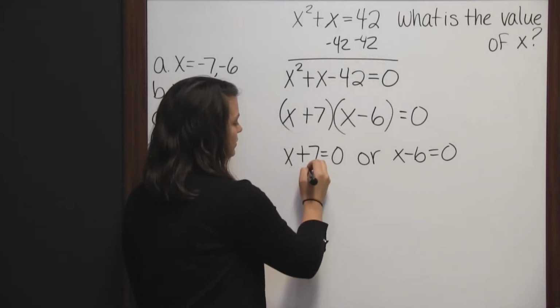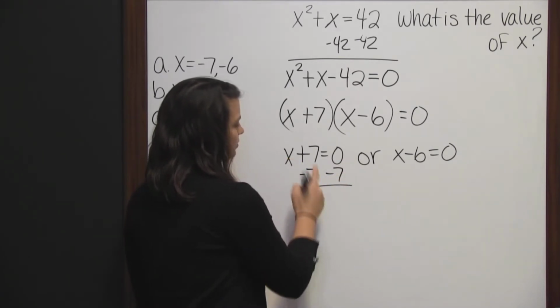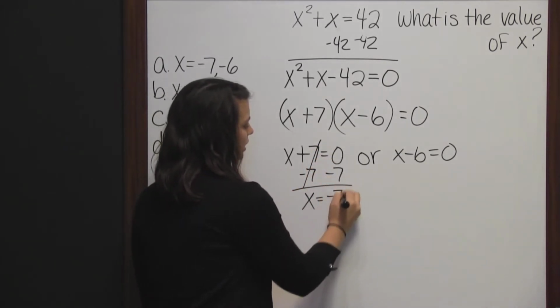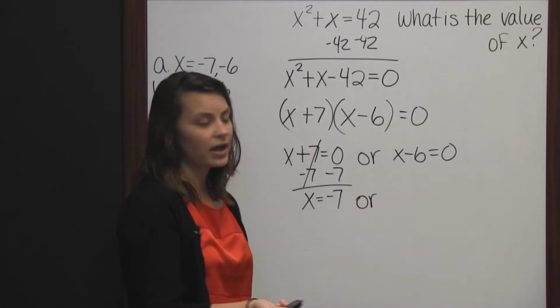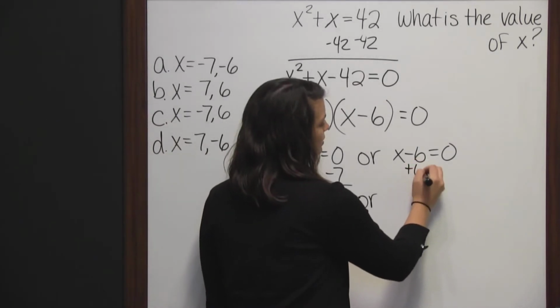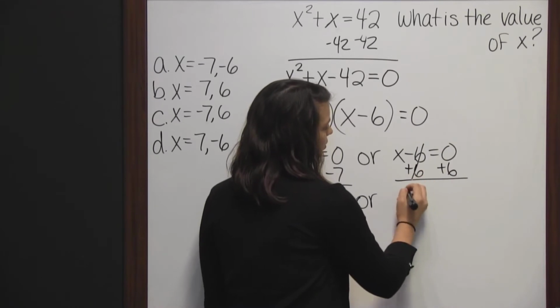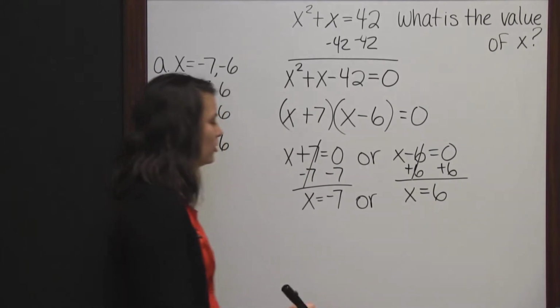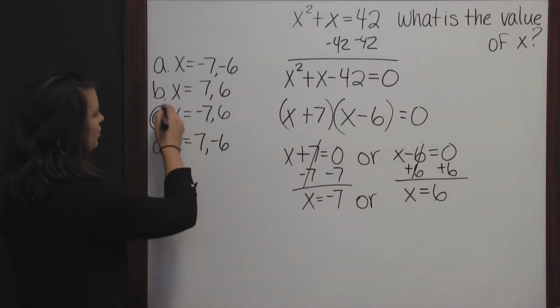So to solve for x on this one, we need to subtract 7 from both sides, bring down the x, plus 7 minus 7 is 0, bring down your equals, 0 minus 7 is negative 7. Or, to solve for x in our second equation, we need to add 6 to both sides. Negative 6 plus 6 is 0, so x equals 0 plus 6 is 6, which means x is negative 7, or it is 6, and that's answer C.